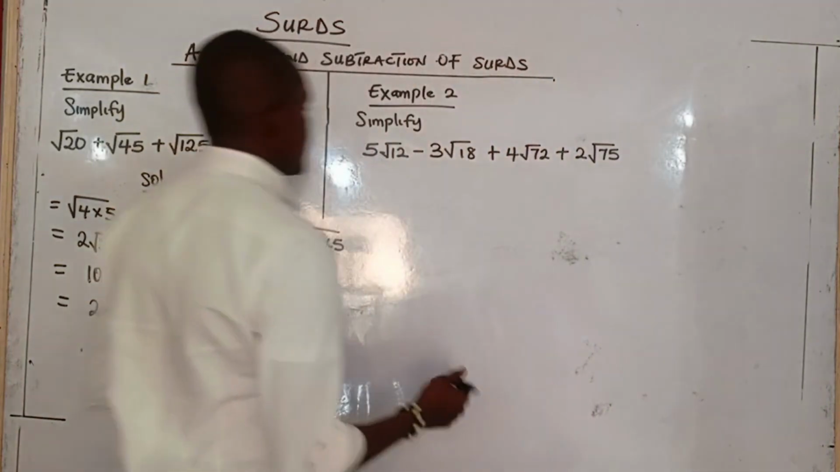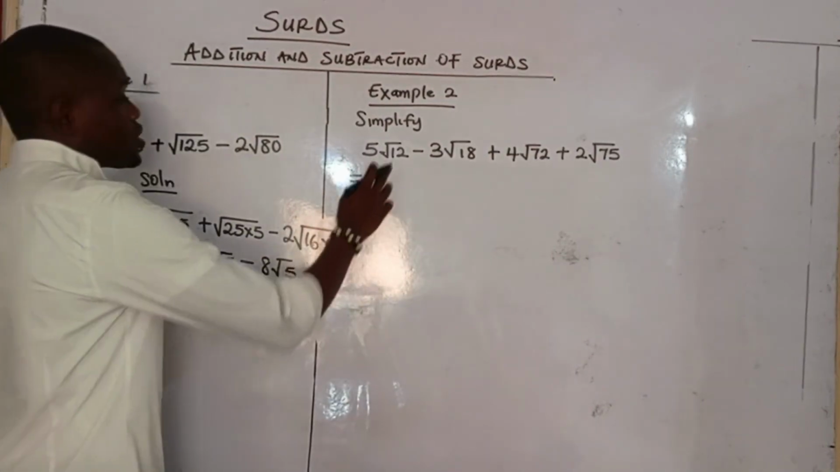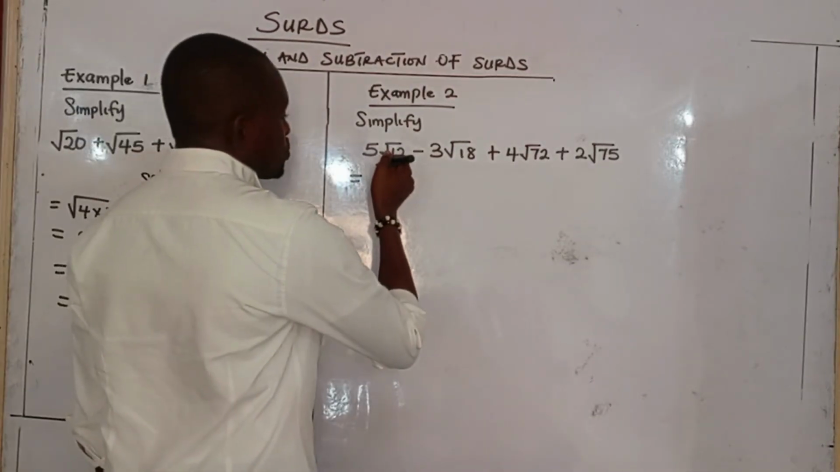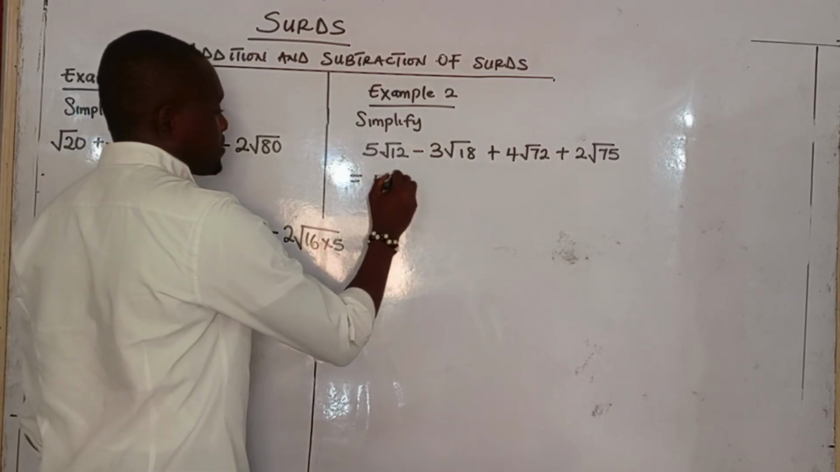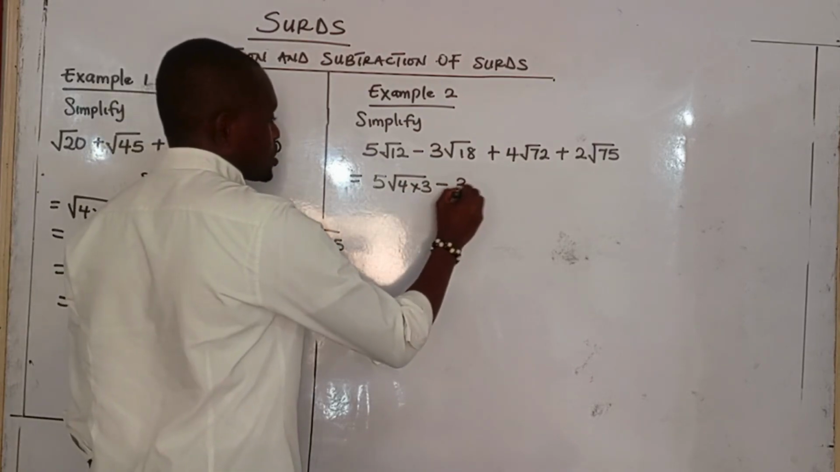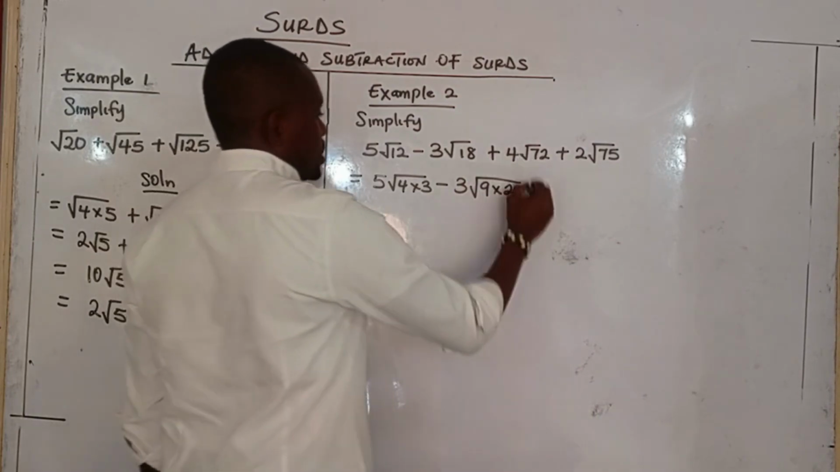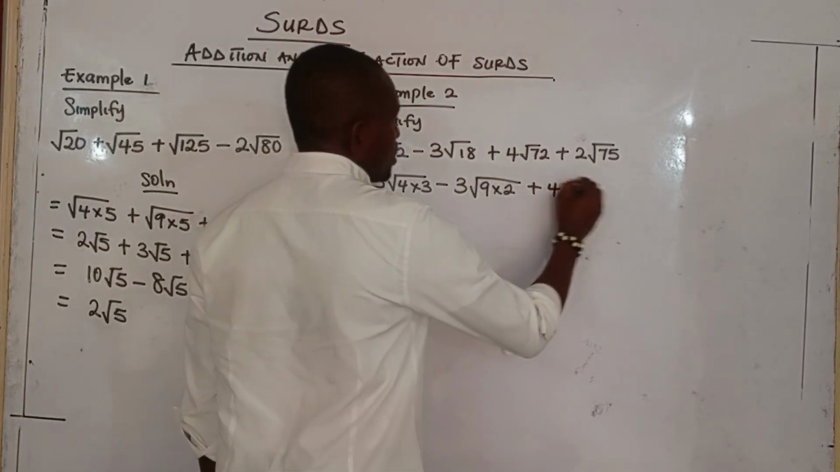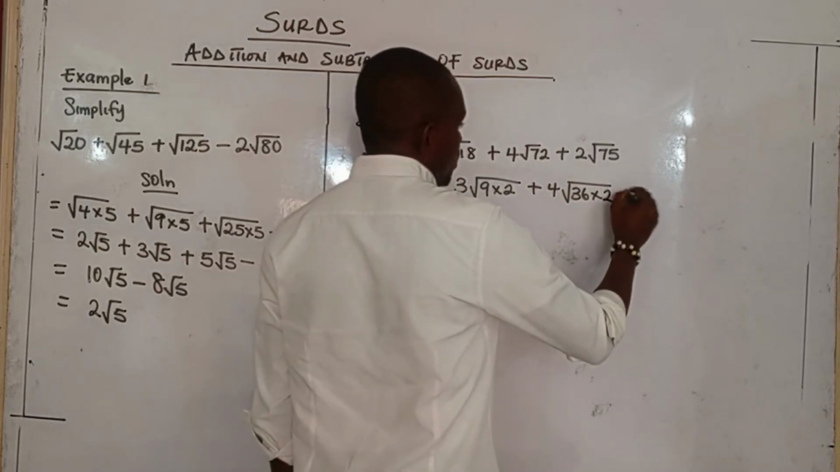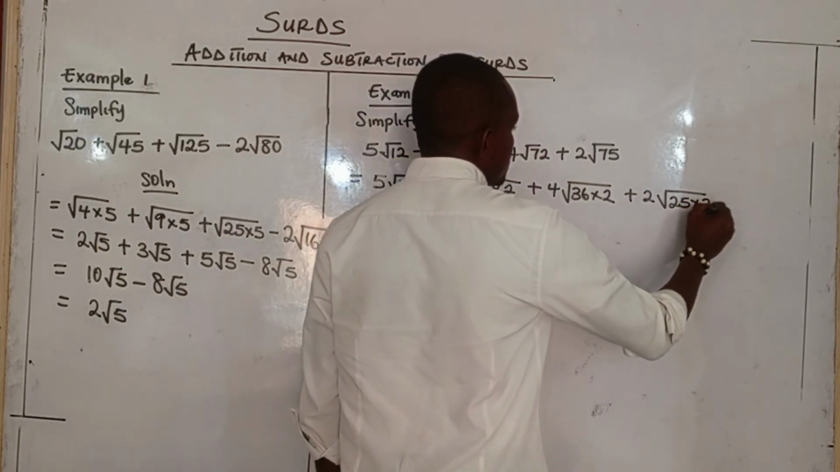So if we are going to look at this now, we have our equal to sign here. We have to express 12 in its basic form. The perfect square that can divide 12 is 4. So we have 5 root of 4 times 3. Then minus 3 root of 18, which is 9 times 2. Then plus 4 root of 72, which is 36 times 2. Then plus 2 root of 75, which is 25 times 3.